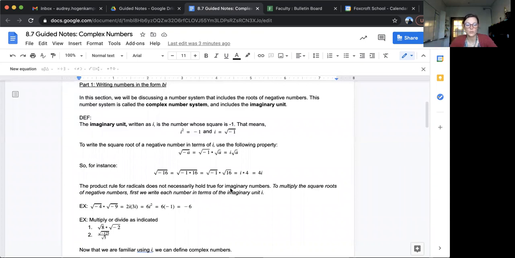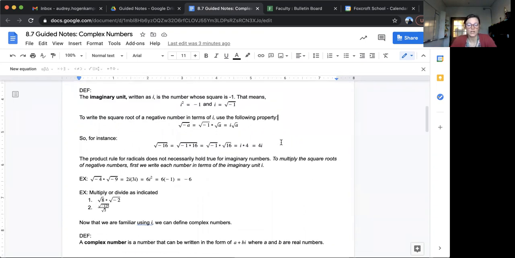So we know that i squared is equal to -1, and therefore i is equal to the square root of -1. To write the square root of a negative number in terms of i, use the following properties. If we have the square root of -a, where a is just some number, we can break that into the square root of -1 times the square root of a. We know the square root of -1 now is i, so it would be i times the square root of a.